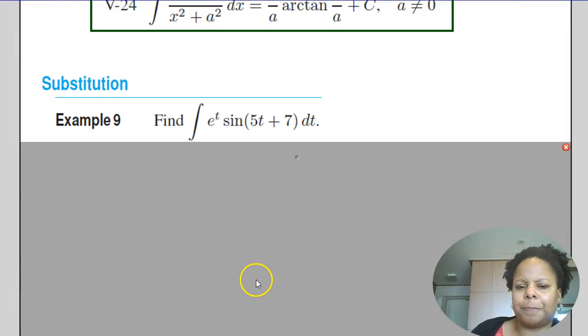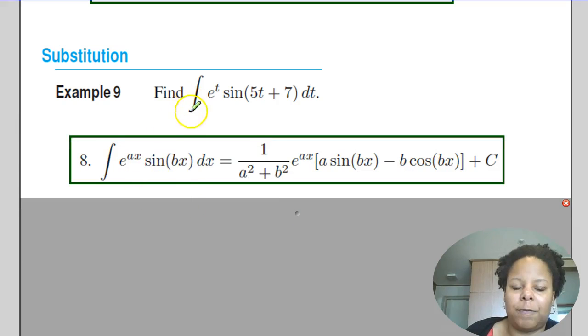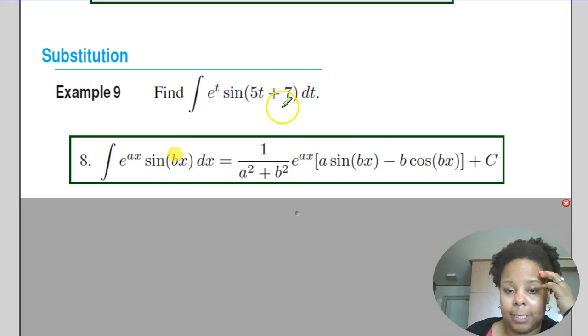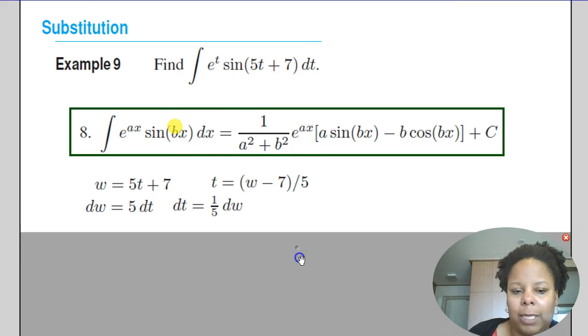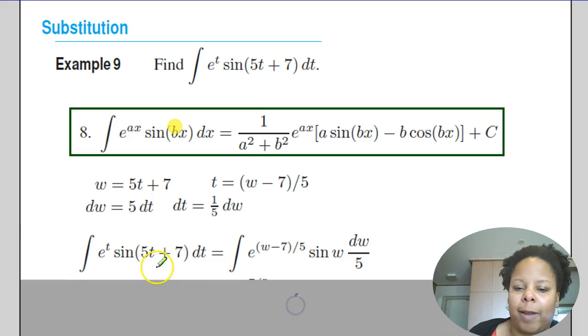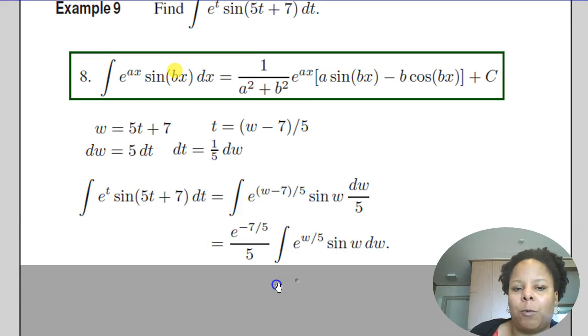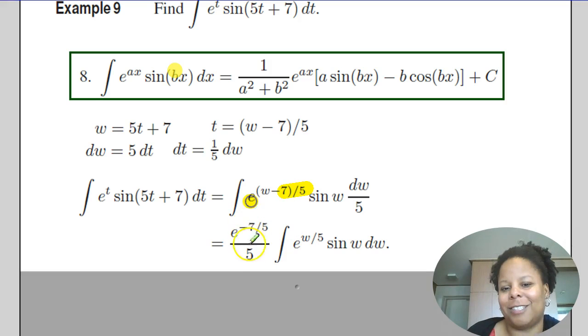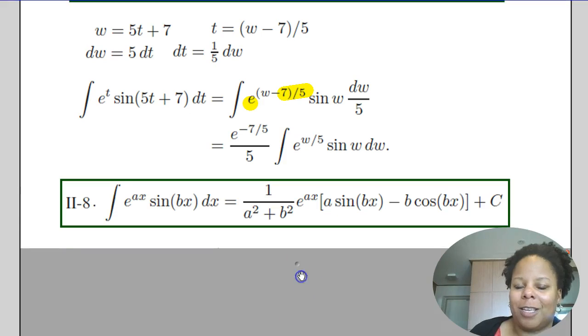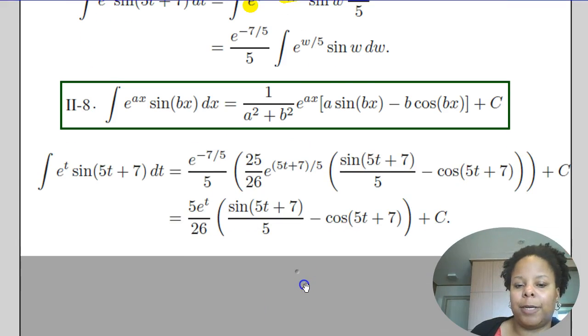The last technique is the substitution method. In this case, this looks very familiar to number 8, but the only difference is that this is a b value, and here we have a 5t plus 7 expression. So what we can do is let w be equal to 5t plus 7. And then we end up with dw being 5 dt, but we can solve for t. And we can rewrite this totally so that it's in terms of w in such a way that we can use our basic formulas to come up with a solution. This right here is essentially a constant value that we bring out. Not the whole thing, but just this part is a constant value that we bring out. And we can use section 2.8 because it's exponential times sine to come up with a solution formula. And again, it doesn't look pretty, but this is our solution.